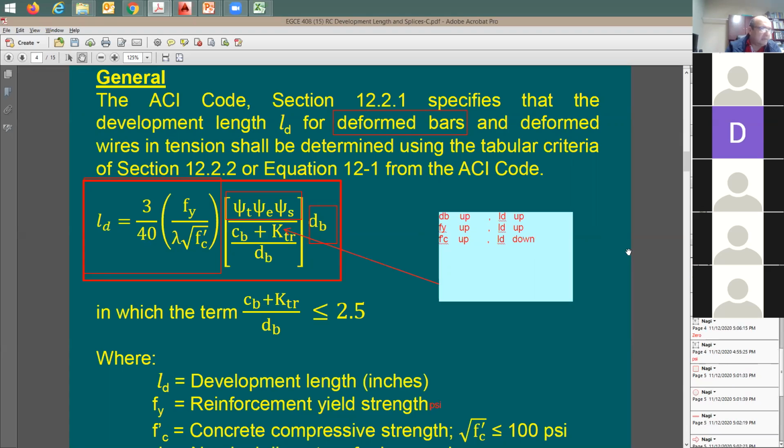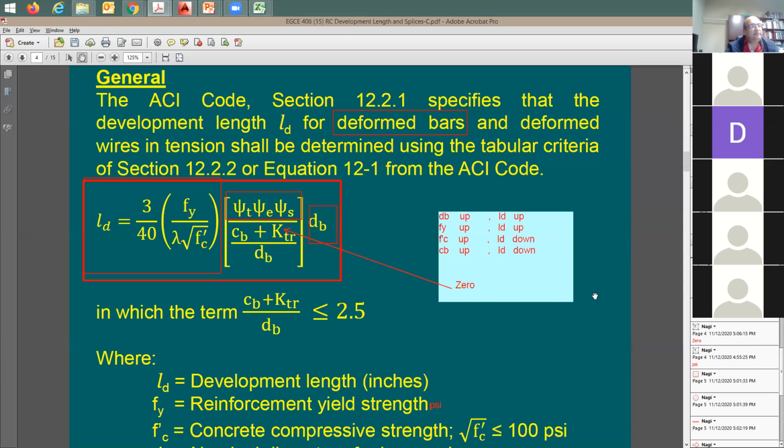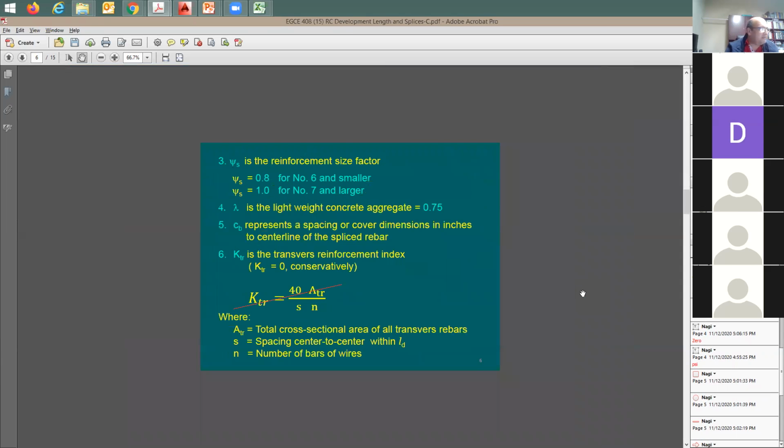Could you repeat that second part? Yes. This CB, right? Which means the distance to the cover. When it goes up, what does it mean by goes up? Goes up means that you have more concrete to surround the rebar. Now you'll need less development length. Make sense? When CB gets smaller, it means that you're going to have less concrete to surround the rebar. What's going to happen? You need to have longer development length. Yes? Okay. Excellent. Very good. I'm happy with this.